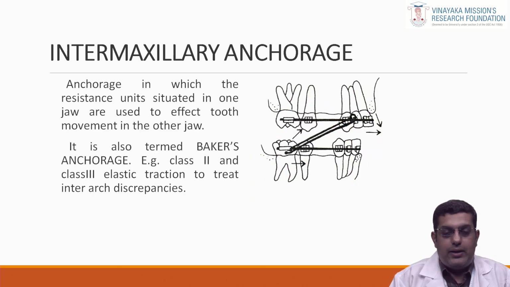Coming to intermaxillary anchorage. What is intermaxillary anchorage? Intermaxillary anchorage is nothing but you take an anchorage from the opposing arch. For example, you can classically look at this picture where you see these elastics, which are called class 2 or class 3 elastics, employed in such a way that in order to effect the movement of the maxillary anteriors, we take support from the mandibular posteriors.